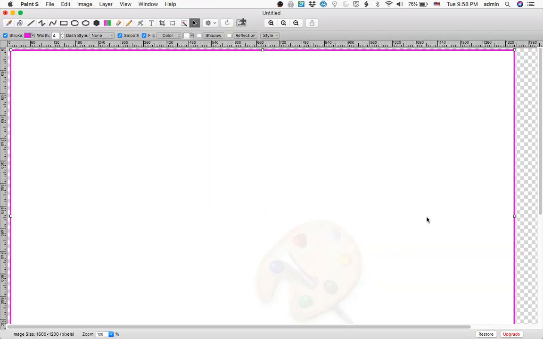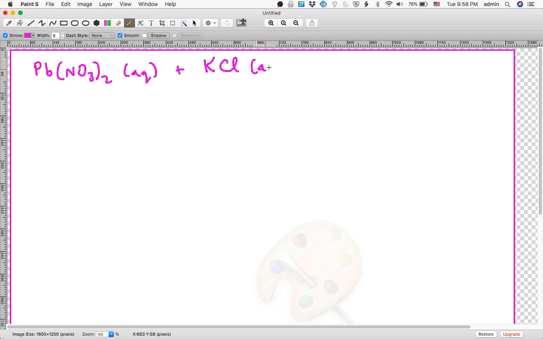First, let me give you a sample double replacement reaction, or double displacement reaction. I'm going to put some lead 2 nitrate, dissolved in water, a clear and colorless solution, and I'm going to mix that with some potassium chloride, dissolved in water, a clear and colorless solution. And then I'm just going to leave that there, not write the products, because I don't know if when you mix these two solutions together, you get a chemical reaction or not. Maybe they don't do anything.